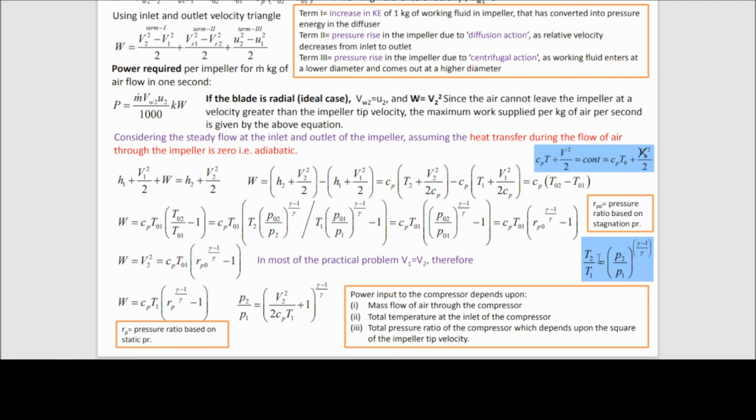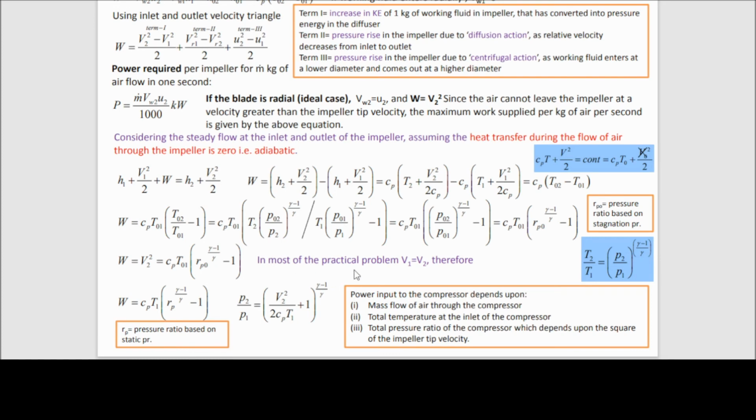So using the same relation, if you reverse it, you can just cancel out this equation. If you take this to this side, that means 1 will be there, so this will automatically get cancelled out, and this is equal to Cp T01 into P02 by P01 to the power gamma minus 1 by gamma minus 1. This P02 by P01 is the pressure ratio based on stagnation pressure. Based on static pressure also you can define it, so the 0 will not be there. Then Cp T01 times, in the bracket, the pressure ratio to the power gamma minus 1 by gamma, minus 1.